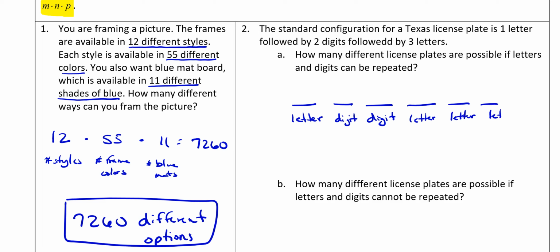Okay, so I'm just writing myself a little roadmap to what it looks like. So basically it has 6 different characters. How many different license plates are possible if letters and digits can be repeated? Okay, so let's think this through.